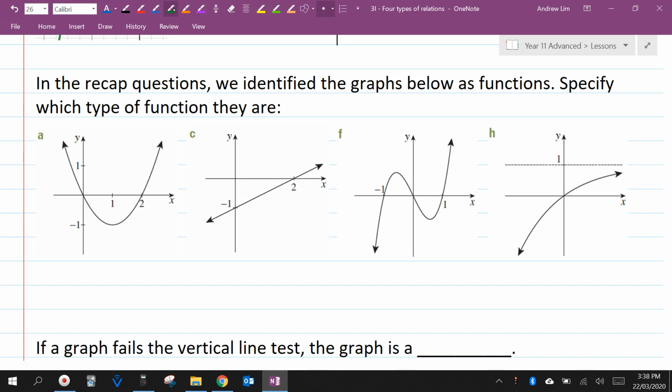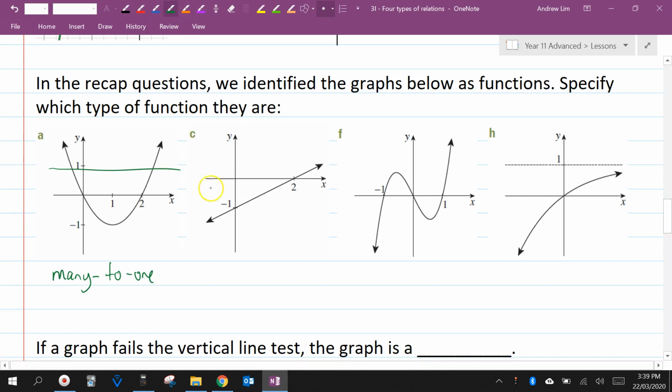So question A, we know it's a function because they all pass the vertical line test. Now all we need to do is see if they pass the horizontal line test. Nope, it doesn't pass the horizontal line test because the horizontal line cuts the graph twice. Therefore, it's a many-to-one function.